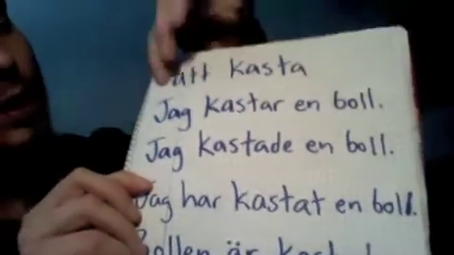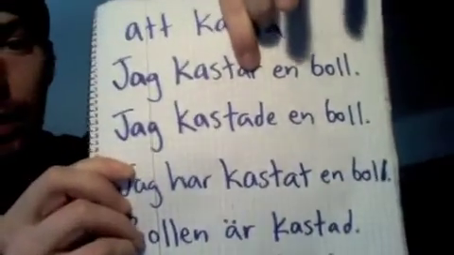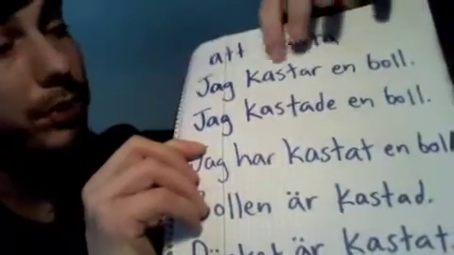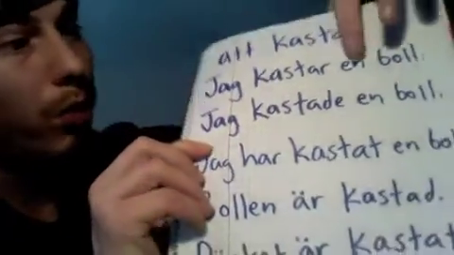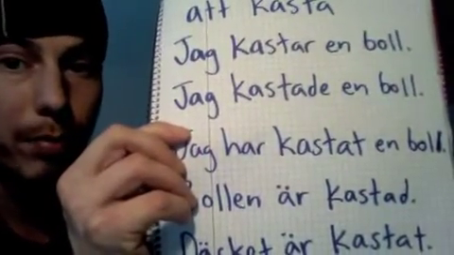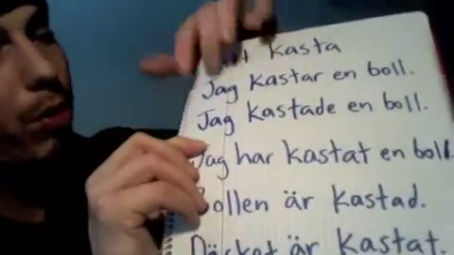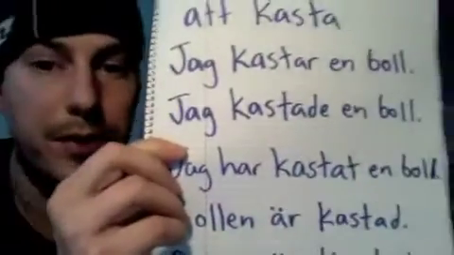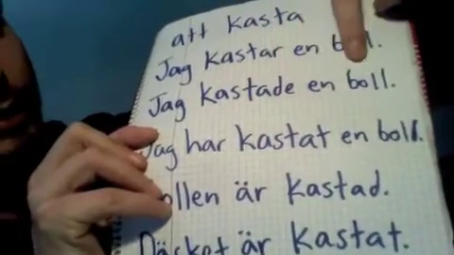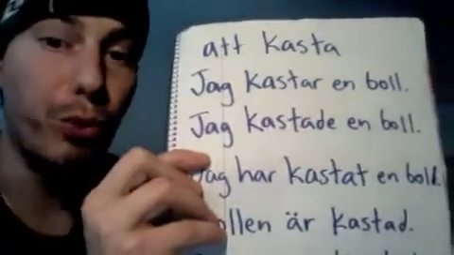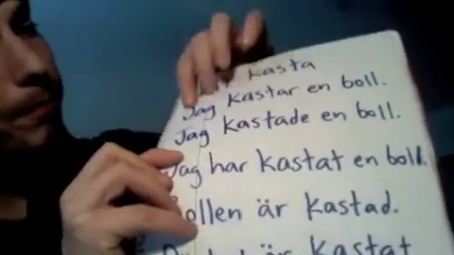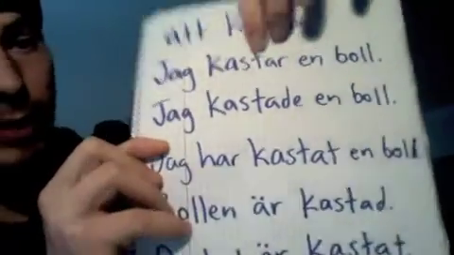throw, to cast, and you put an R at the end, and then you have the present, alright? Jag kastar en boll. Okay, jag kastar en boll. I throw a ball. Alright? I throw a ball. Boll. Alright? Now, if you did this yesterday, you would say, jag kastade en boll. I threw, alright? And that's a very easy way for simple AR verbs, alright, to conjugate.